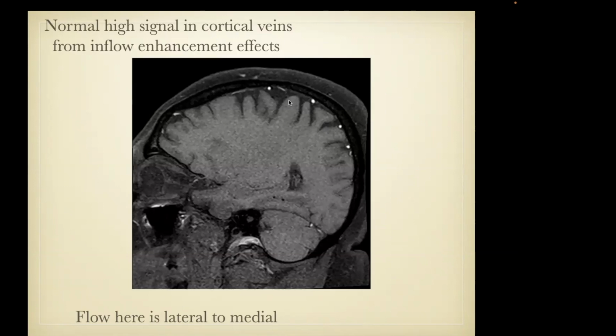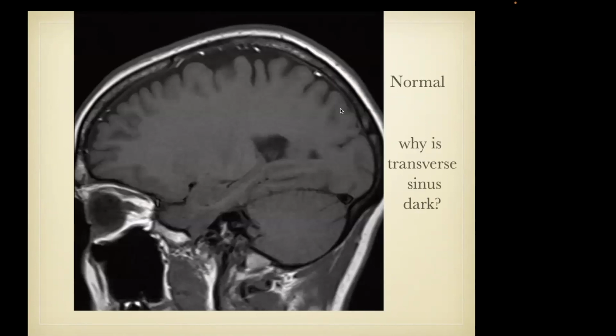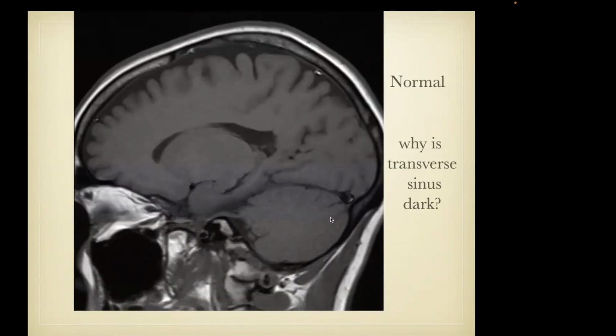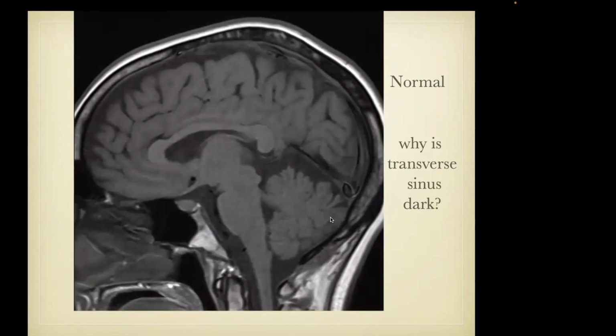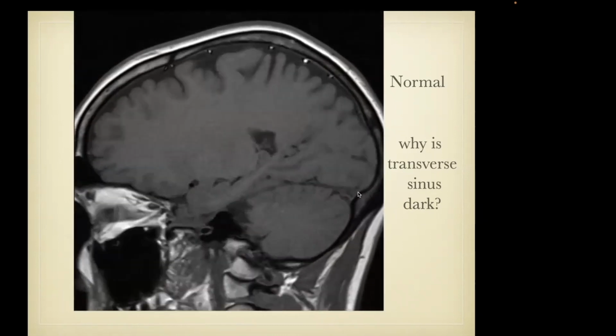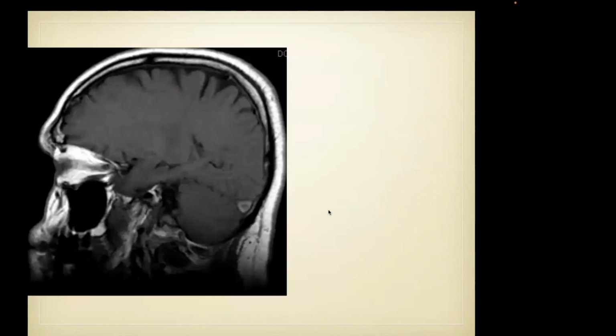Again, just a reminder, high signal in the cortical veins because flow is lateral to medial, low signal in the transverse sinus because flow is medial to lateral. So here we see a normal patient. Again, notice the high signal intensity, low signal intensity. And this goes all the way through, right? Because the flow in the transverse sinus is always dark because flow is going from medial to lateral. So when you look at this sagittal T1 slice, you can know that this is an abnormal transverse sinus because you're seeing clot or reversed flow in the transverse sinus because the sinus should always be dark.